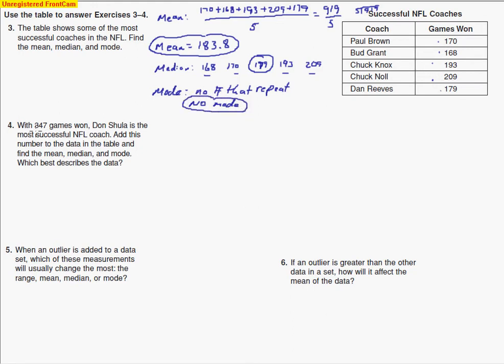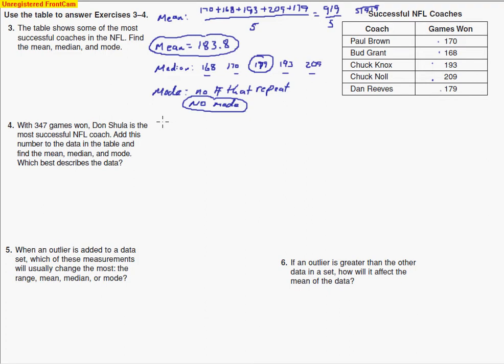Well, on number 4, what they're going to do is add in an extra bit of data, and that's what this whole assignment is about, adding in extra data and looking at outliers. And so here it is. It's 347 games won by Don Shula, and he was the most successful NFL coach, and we're supposed to add this to the data set. So we need to find the same values, the mean, median, and mode. But then also we have to describe which is the best description of that data.